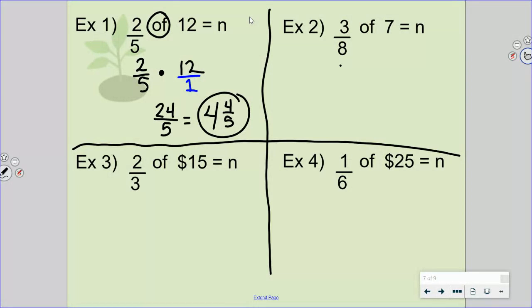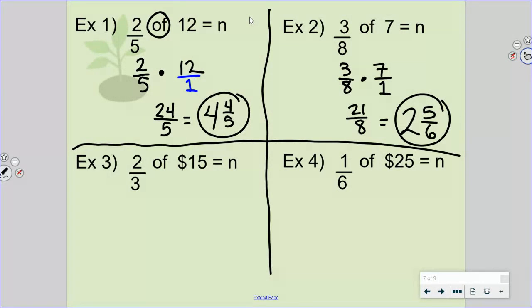So let's find out. We're going to go ahead and multiply the part times the whole, placing a 1 underneath. Once again, nothing cross reduces. 3 times 7 is 21. 8 times 1 is 8. Change that to a lovely mixed number. Hey, that was pretty close to 3, wasn't it?